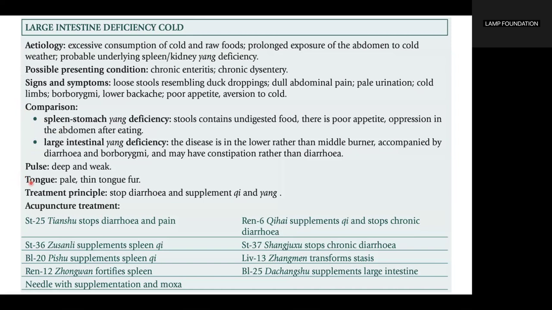Treatment principle: stop diarrhea and supplement qi and yang. Acupuncture treatment: stomach 25 to stop diarrhea and pain, stomach 36 to supplement spleen qi, bladder 20 to supplement spleen qi, Ren 12 to fortify the spleen, Ren 6 to supplement qi and stop chronic diarrhea, stomach 37 to stop chronic diarrhea, liver 13 to transform stasis, and bladder 25 to supplement the large intestine. We needle with supplementation and moxa.